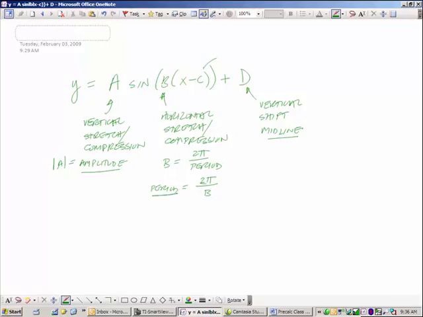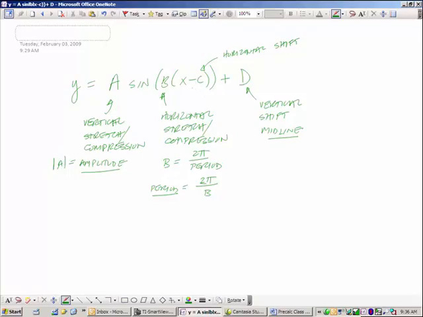And then that leaves us with C. And we don't really have a special name for C. What does it do? It's the horizontal shift. Now, do you see how the B is factored out from the x minus C?